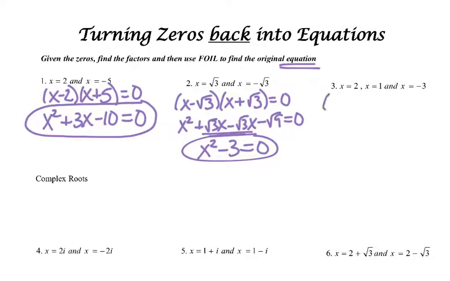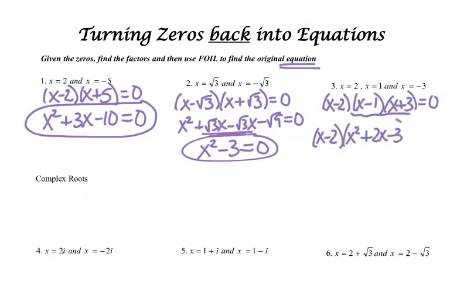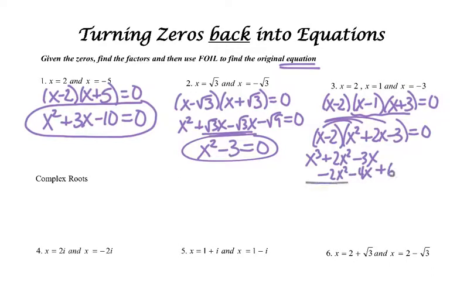Now we're doing triples, right? We're doing cubic equations, so we have 3 roots. So it's the same process, but there's more foiling involved. Usually I would FOIL those two first, so that's going to be what? x squared plus 2x minus 3 equals 0. And then do all this foiling: x cubed plus 2x squared minus 3x minus 2x squared minus 4x plus 6. And so when it's all said and done, I get x cubed minus 7x plus 6 equals 0.